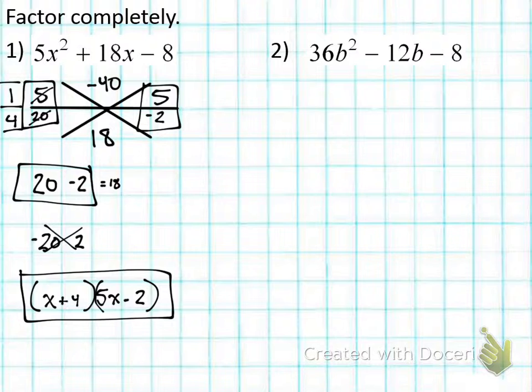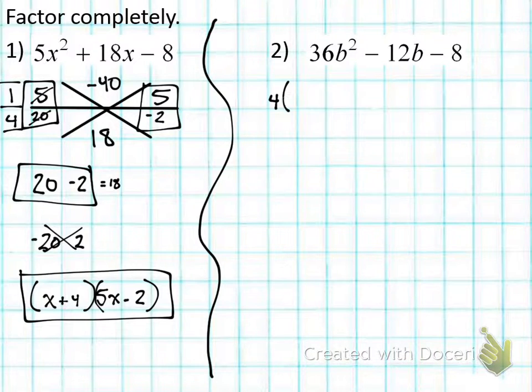We have 36b squared minus 12b minus 8. So the first thing we want to do is create an X box. Or actually, the first thing we want to do is see if there are any common factors that go into all of these. Okay, GCF first. I know 4 goes into all of them. Does 6 go into all of them? No. Does 8 go into all of them? No, just 4. So I'm going to take out a 4 first.